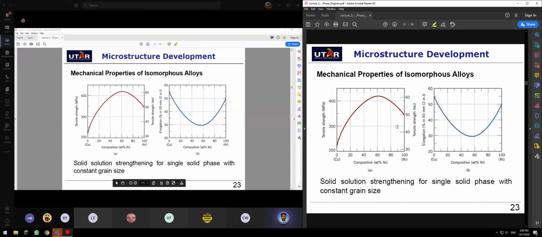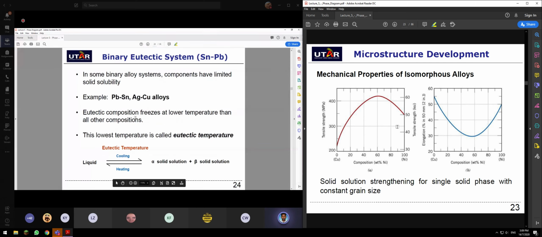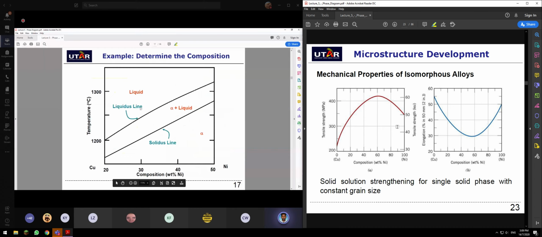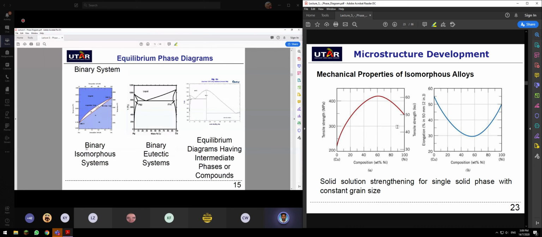And now the next one is the binary eutectic system. Until now we have studied the binary isomorphous system. We have liquid, we have solid, and this exists in both ways.